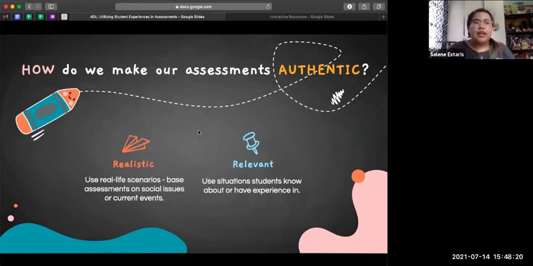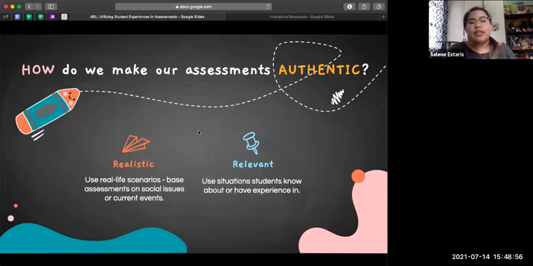And we can draw on social issues, we can draw on current events or whatever is happening to our students. So basically, we take their context, we take where they're coming from and use it as the springboard for our assessments. And then another is that they should be relevant, meaning that the situations that we ask our students to focus on in their assessments are situations that they are familiar with, situations they may have been in already or know about or have experience in.